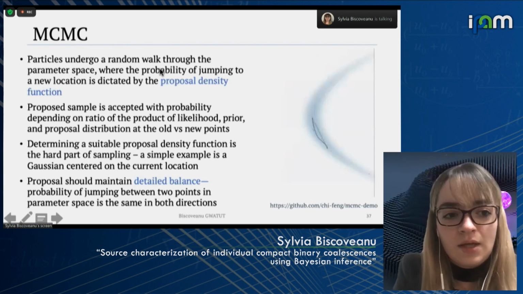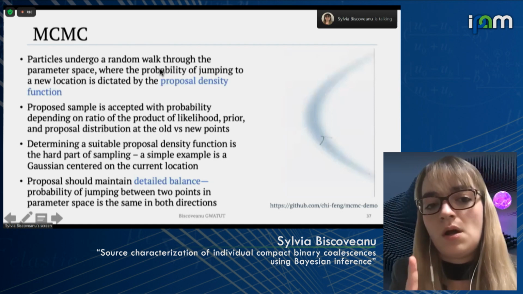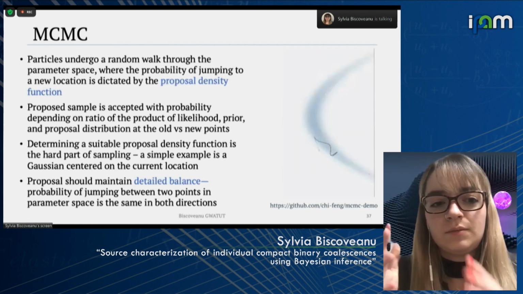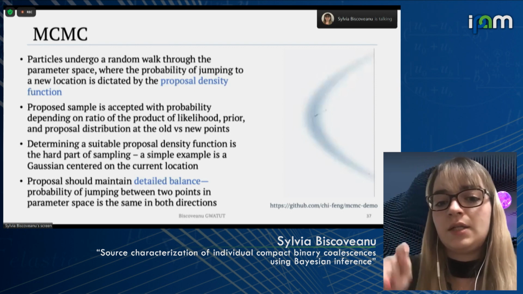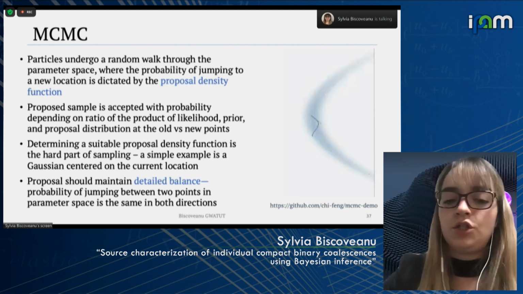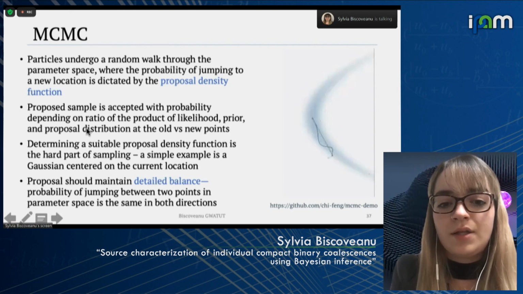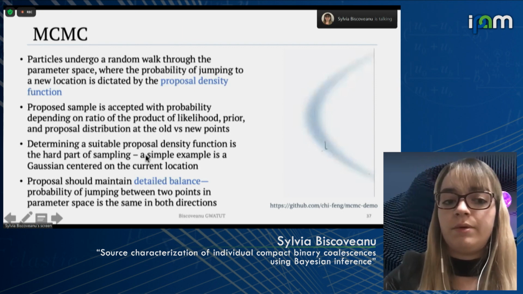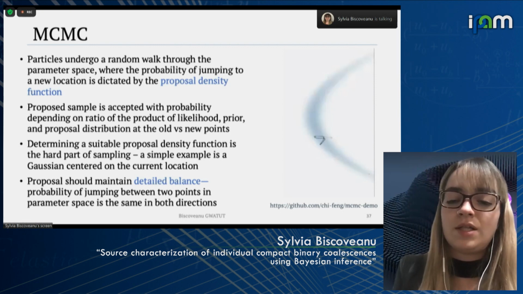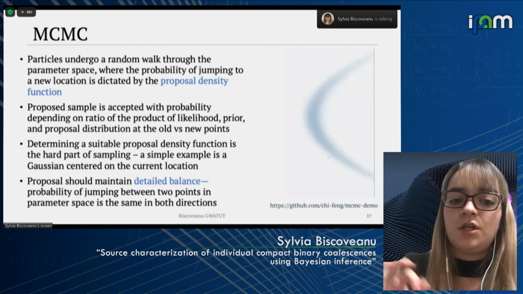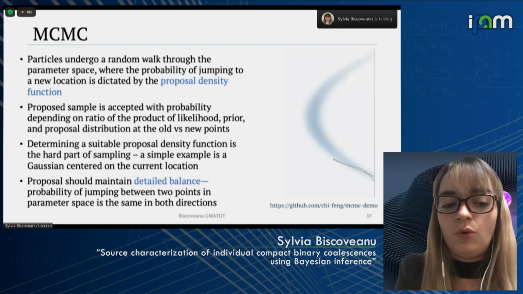So for MCMC, the basic principle is that particles undergo a random walk through the parameter space, and you need one other piece in order for this to work. This is the proposal density function that basically tells the random walker where to jump to. And you can see a demonstration here of how this works. And so once you've made your jump based on your proposal density function, the probability that that new location that you've jumped to will be accepted is just the ratio of the product of the likelihood, the prior, and the proposal distribution at the old versus the new points.